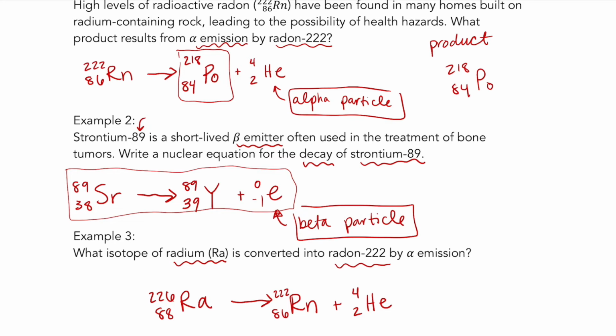But looking at the wording of this problem, what isotope of radium is converted into radon-222 by alpha emission? You've got to figure out which particles are the products and which one you're starting out with as your reactant. So what isotope of radium is converted? It would be radium-226. The equation kind of tells you, so I usually just write the equation out, but if I'm really answering the question, I'm going to put in radium-226. Okay.